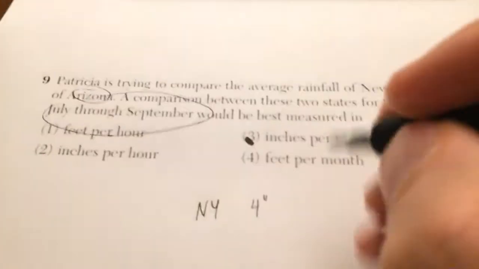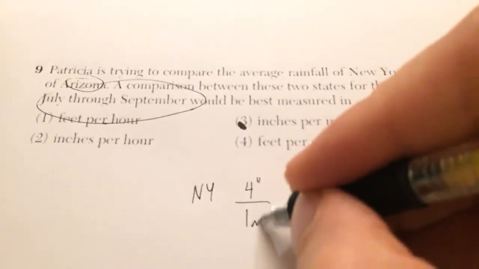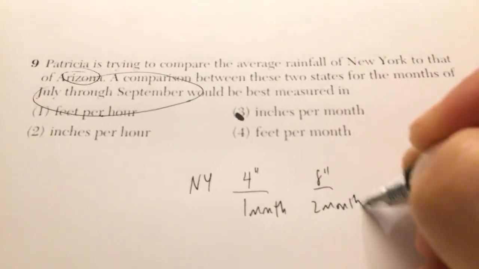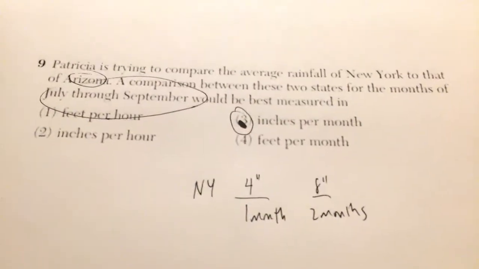Say if New York gets 4 inches per month, that means they got 8 inches in 2 months, and so on and so forth. Okay, so their best bet comparing these two cities would be 3.